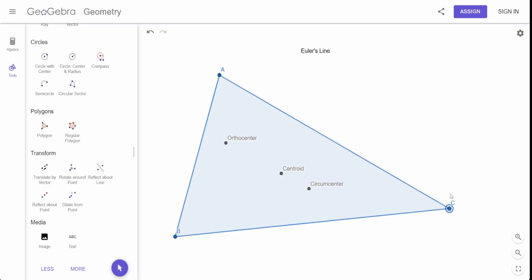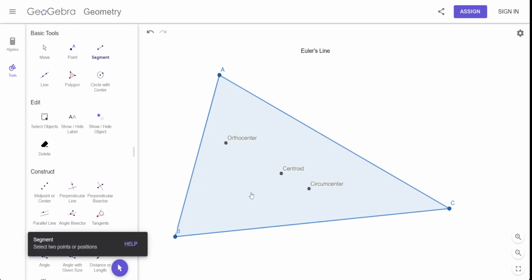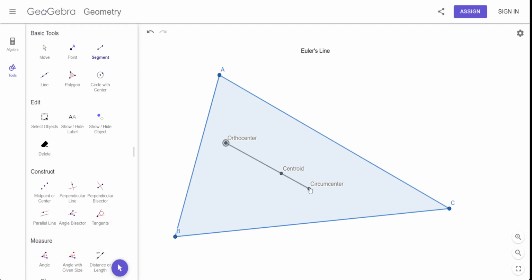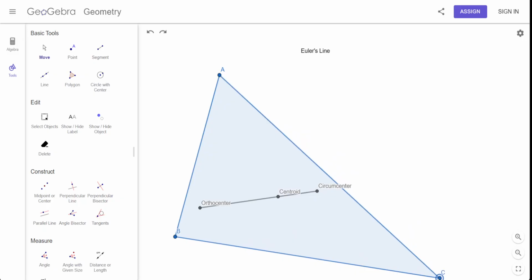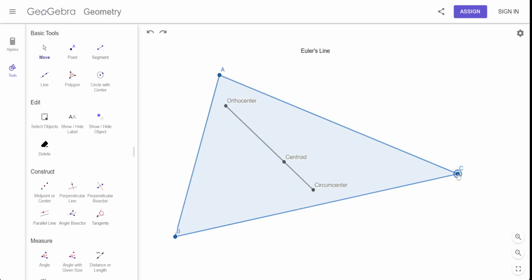I even watched this video where they did a proof, an algebraic proof of this, or geometric proof, whatever you want to call it. So check this out. I'll do a segment from here to here, and watch as I move this. Oops, that's not what I wanted. I got to click off of that. Always forget. Look at that. And so the orthocenter, the circumcenter, and the centroid.